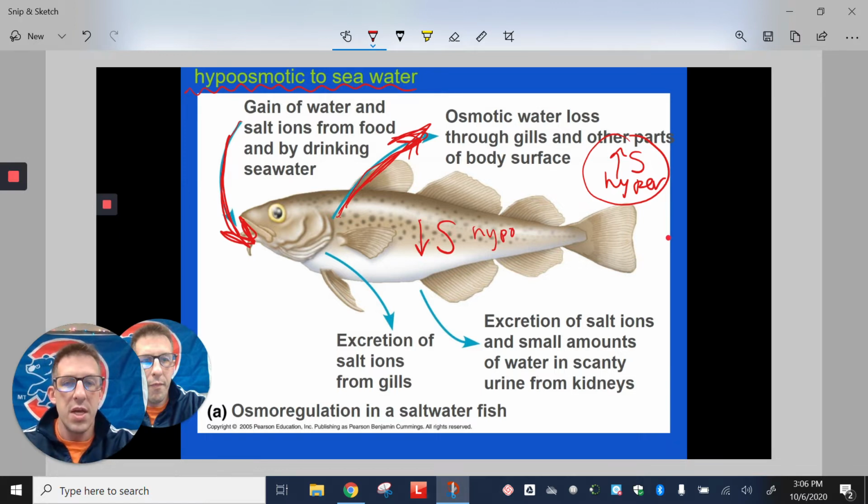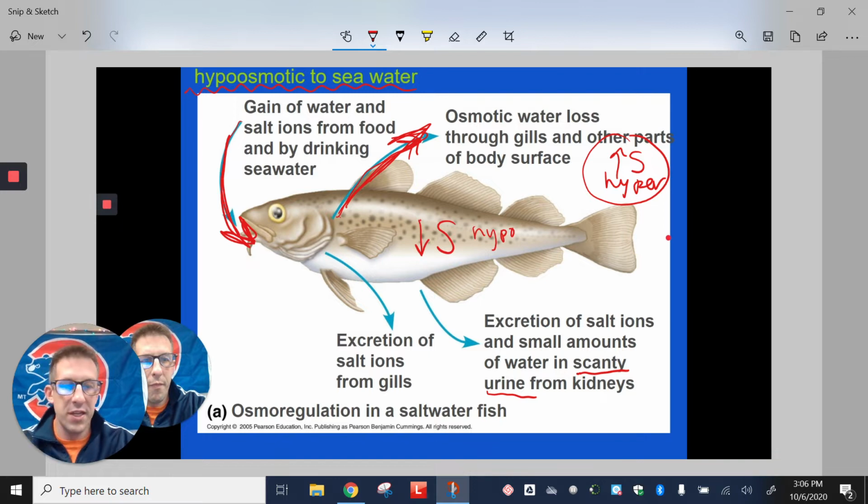Now, something else that we do as humans, if we have too much water, what do we do? We excrete it. We go to the bathroom and the toilet, we get rid of excess water. This guy doesn't really have that issue, and as a result, he creates what is called scanty urine.